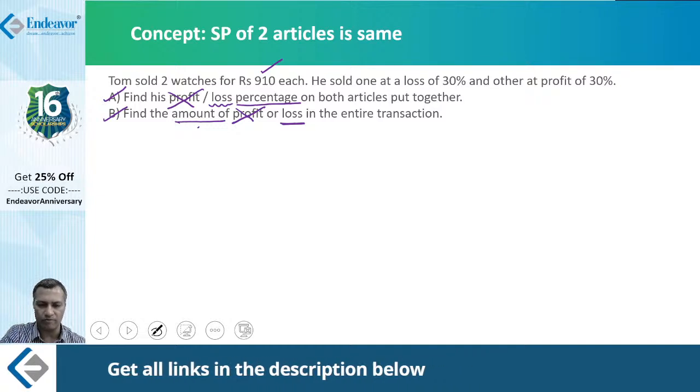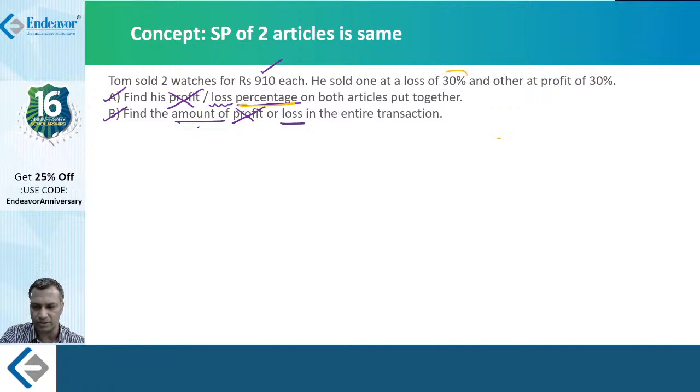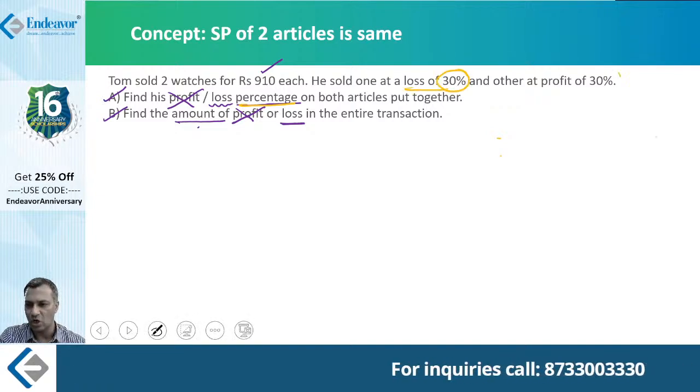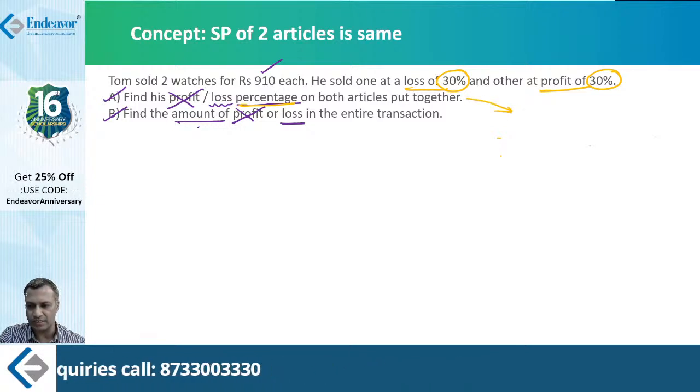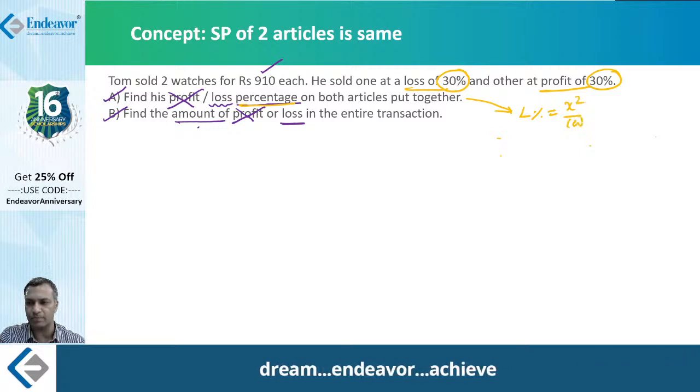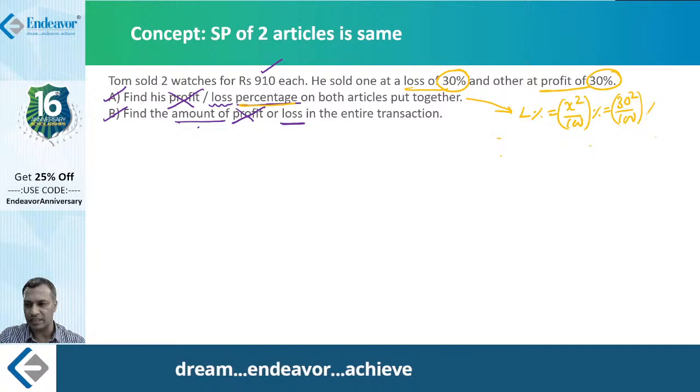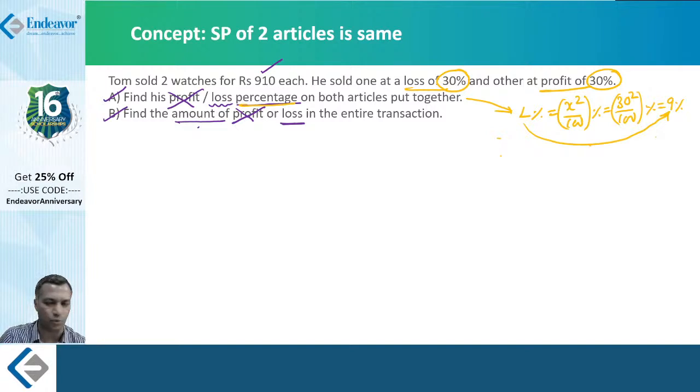First portion is simple. Profit percentage is just a function of this 30%. Because on one there is a loss of 30%, on the other there is a profit of 30%. Let's put it to the perspective. The first question: there is a loss, and the loss percentage is X square divided by 100%. That is 30 square by 100%, which is nothing but 900 by 100. There is a 9% loss. That is minus 9. That is the answer to the first portion of the question.